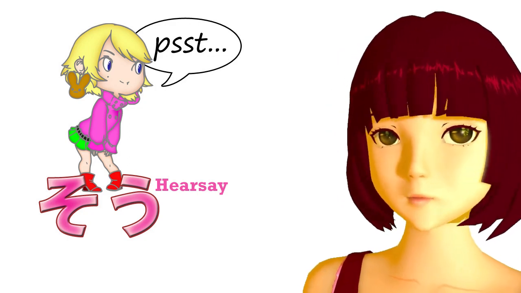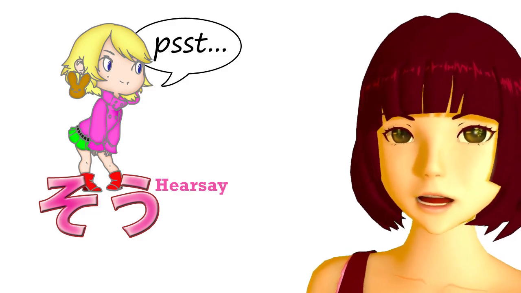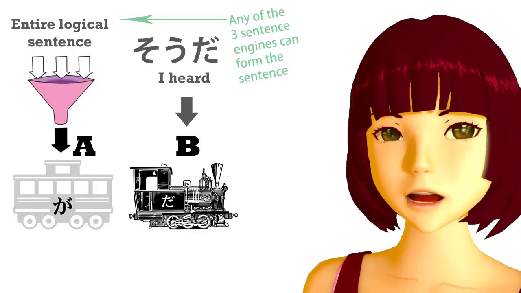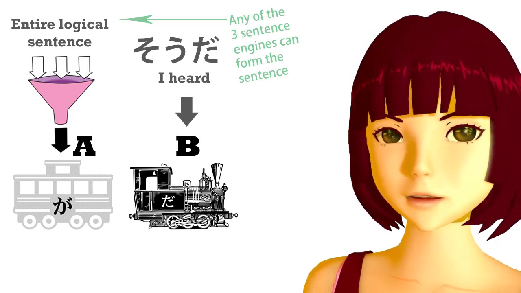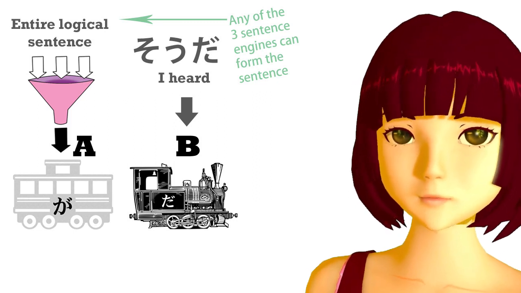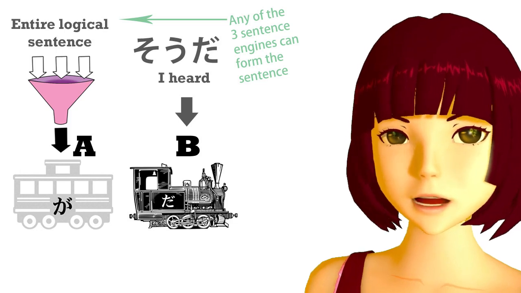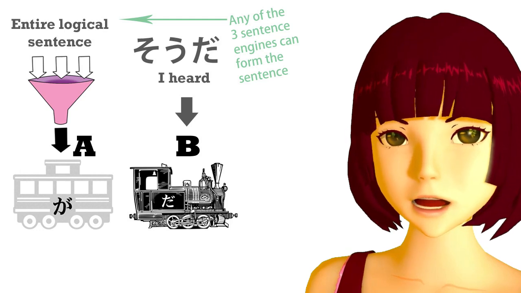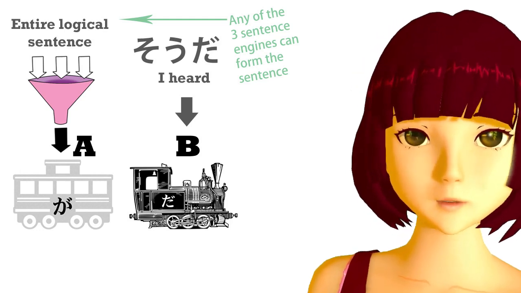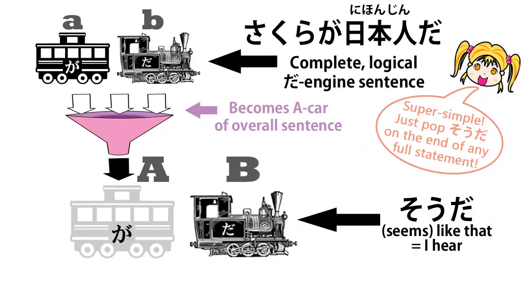This is not what happens when we're talking about hearsay. When we're talking about hearsay, we use sōda or sōdesu after the entire complete sentence. So a complete sentence becomes the modifier of the sentence, and the sōda becomes a suffix and so on. And the content of the sentence is now subordinate. So let's take an example. Sakura ga nihonjin da sōda.